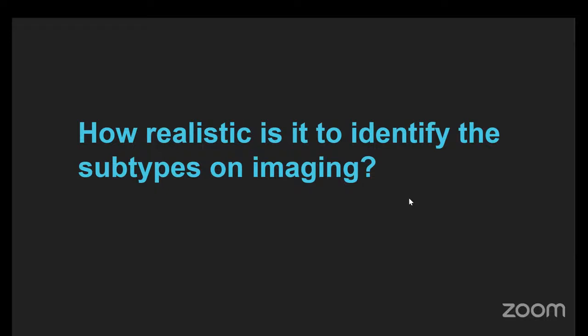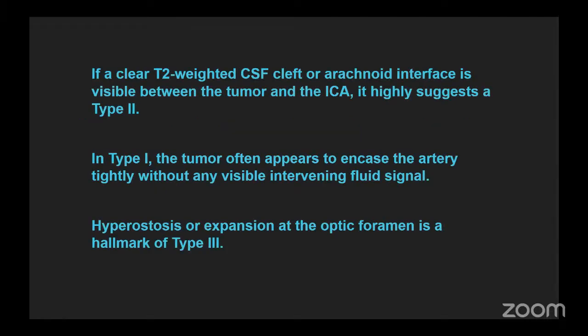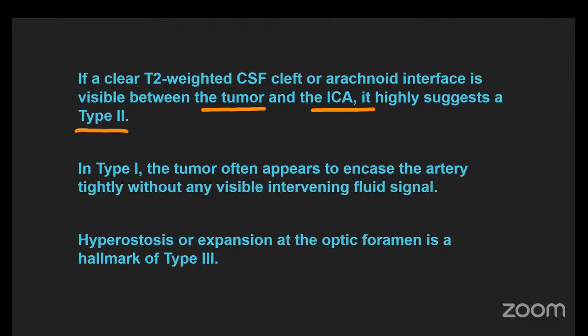Okay. So how realistic is it to identify the subtypes on these imaging? Not very realistic if the lesion is big, but if it is small to medium sized, you can. How we will see. And there are going to be some clues. How do you identify a CSF cleft or an arachnoid interface? You are going to see a CSF cleft around the lesion. If there is a CSF cleft visible between the tumor and the ICA, then it suggests a type 2. Whereas in type 1, you would see that the carotid artery is stenosed and there is no visible intervening fluid signal.